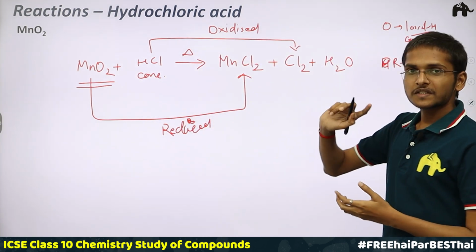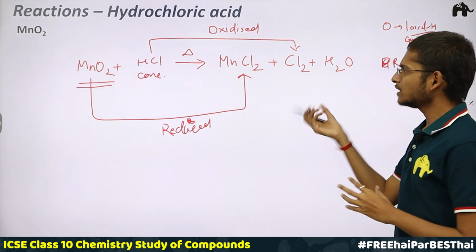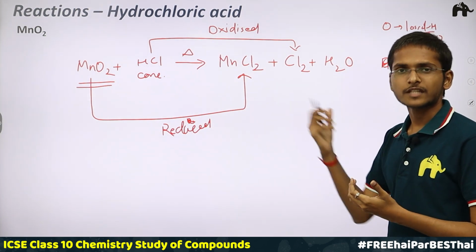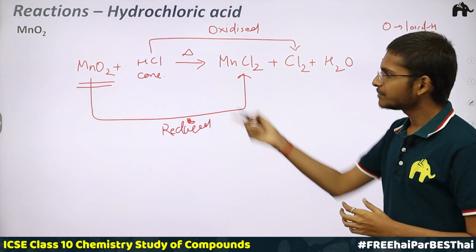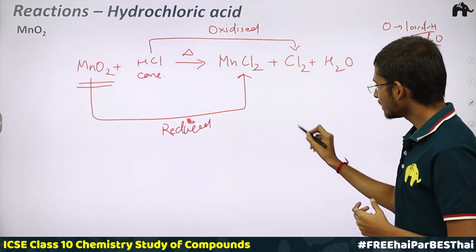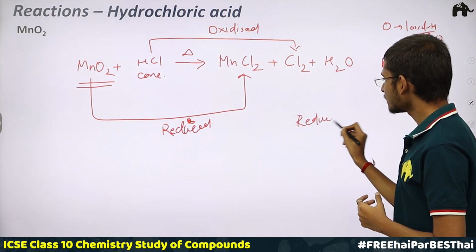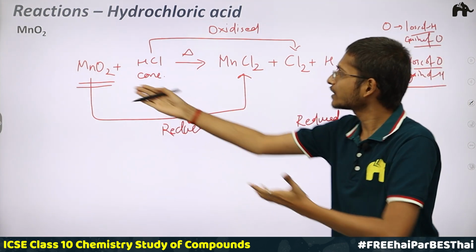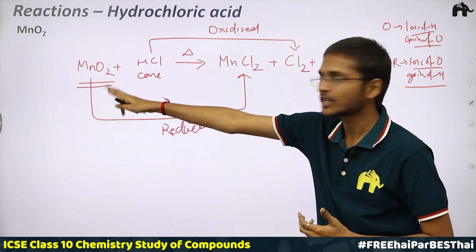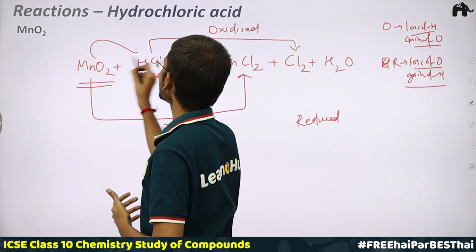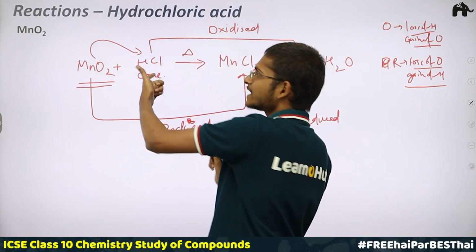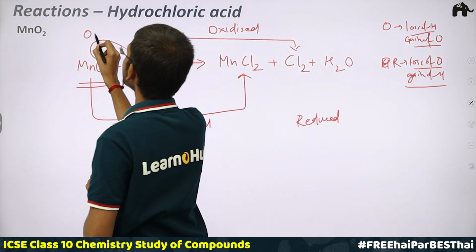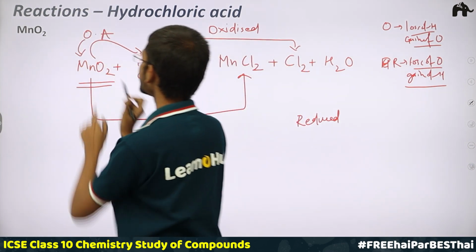Now one more interesting thing. Whenever we have studied redox reactions, whenever you see a species which is getting reduced itself, it means that it is oxidizing the other species. So MnO2 is getting reduced, which means it is oxidizing our HCl, and if it is oxidizing HCl, it is behaving as an oxidizing agent, MnO2.